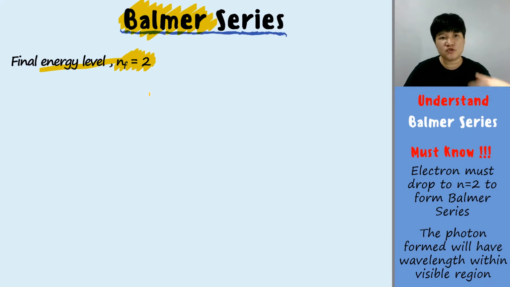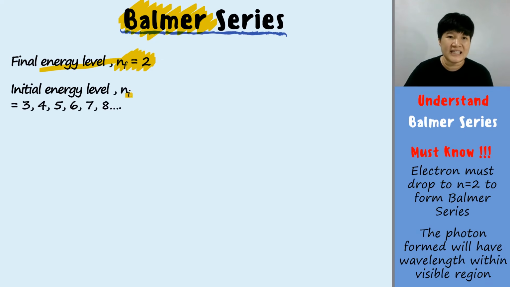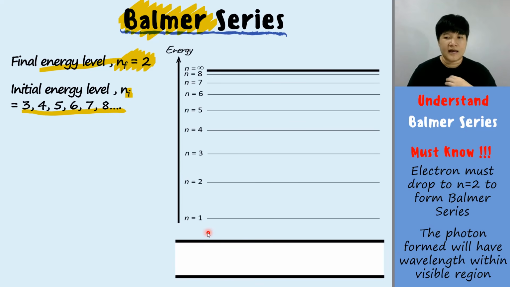Since everything must drop to n equals 2, the initial must be higher than 2. The initial will be 3, 4, 5 and so on. Must be higher than 2. And you will actually realize that in the Balmer series, your n equals 1 over here will not be used, because we will only stop at n equals 2.